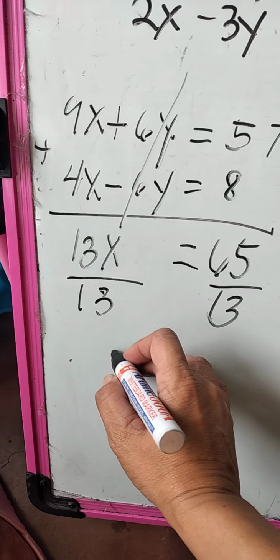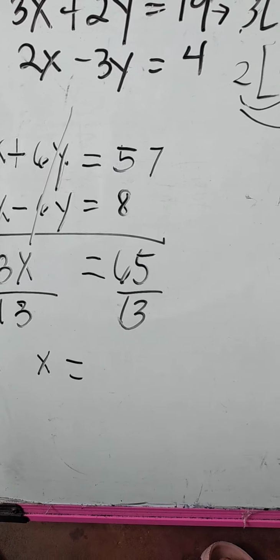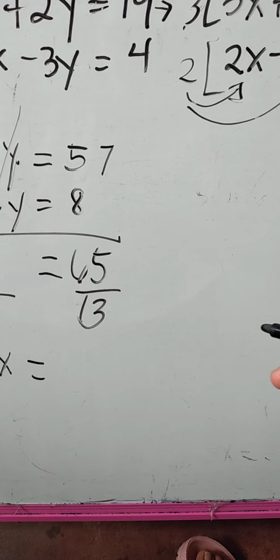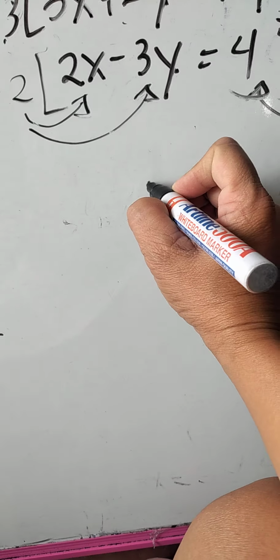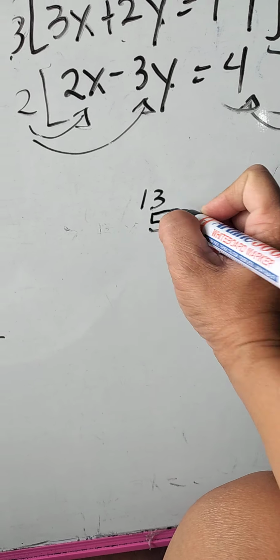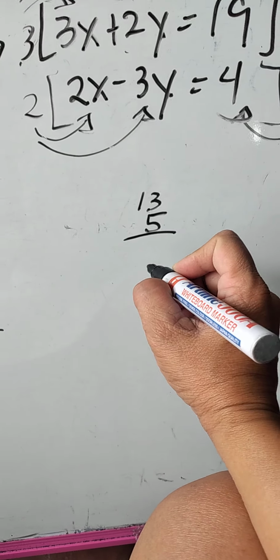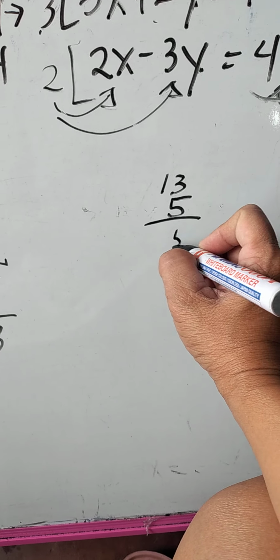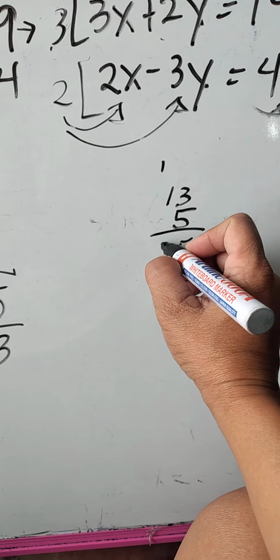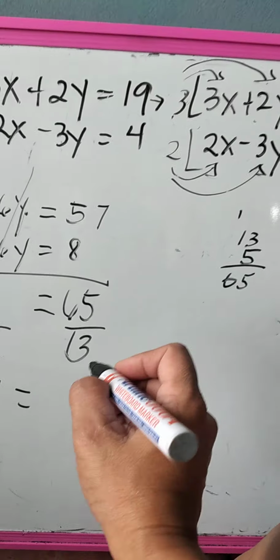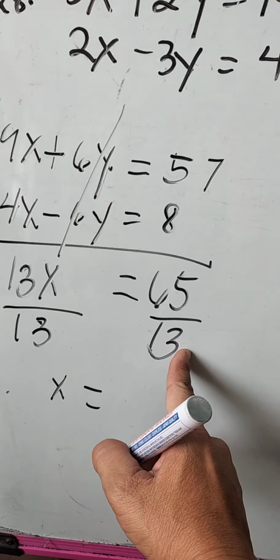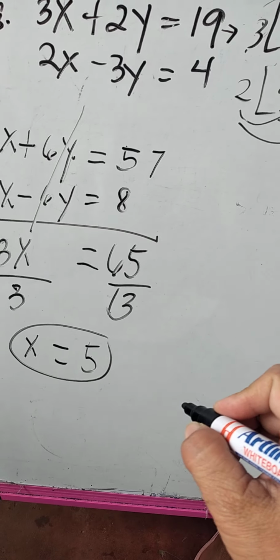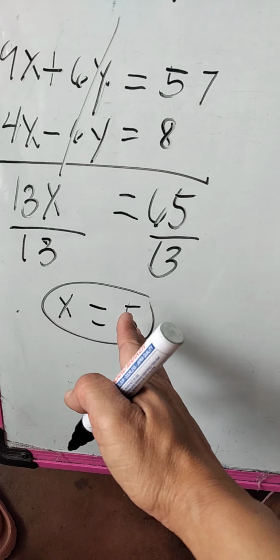There you go. x equals 65 divided by 13. So let's check: 13 times 5 is 15, carry 1, so 65, tumpak. So 65 divided by 13 will give me 5. Now I have the value for x.